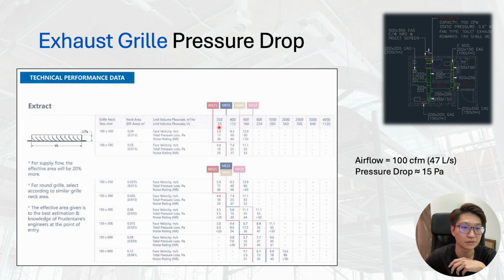So here you see liters per second, this minimum is 70, so we're not even at 70 yet, so it's half. So you pull down this one to our grille size, you can see the total pressure loss is 17 Pascal if your airflow is 70 liters per second. Now ours is less, so maybe I would say it's about 15 Pascal. The actual one is 15 Pascal, right?